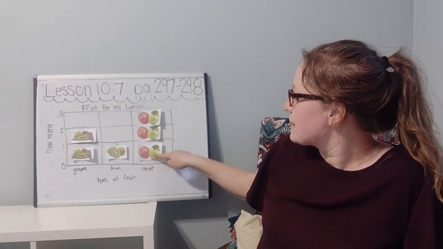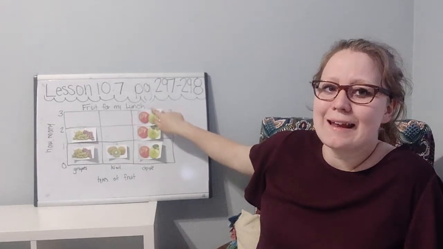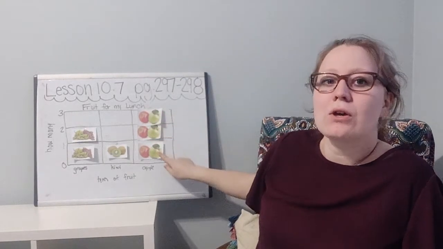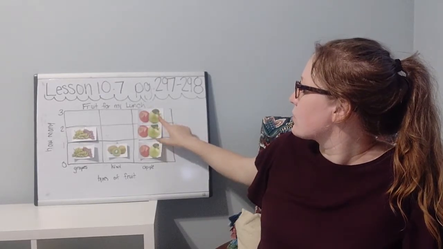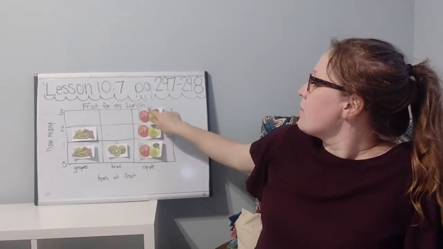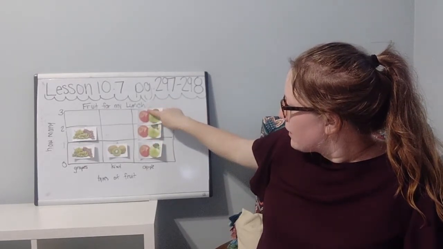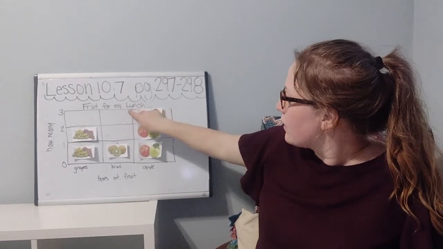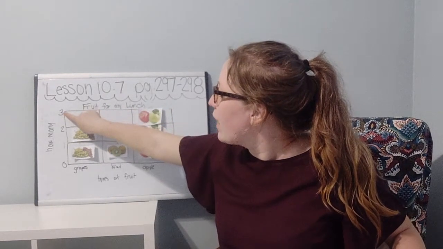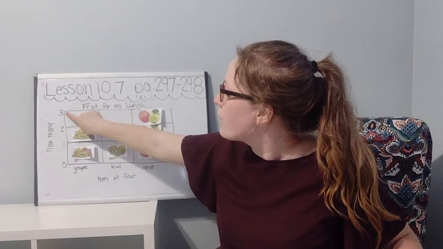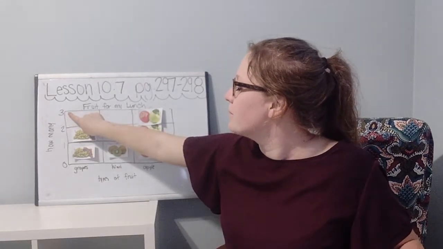Well, we can tell because this bar is taller than any of the other bars, and we could count the pictures. 1, 2, 3. So I have 3 apples. But I could also go to the very top of my bar, follow the line across, and find the number for how many I have, which is 3 here.